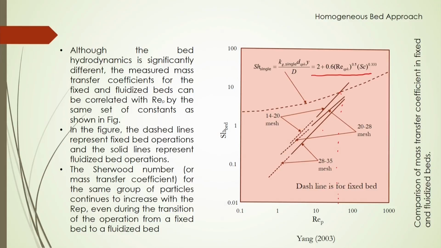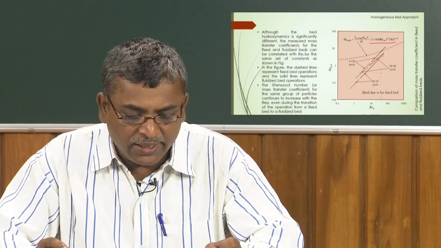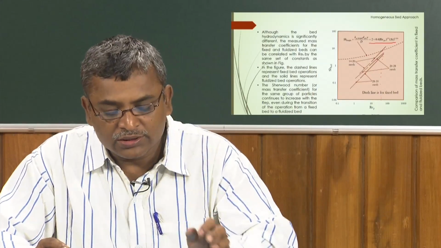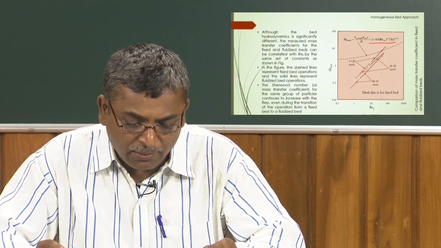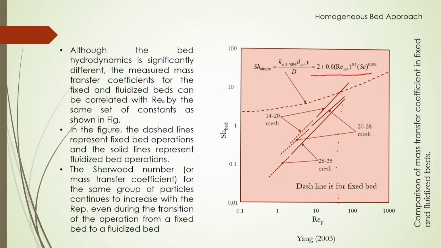So, in the fluidized bed it will be higher only for the Reynolds number greater than 80, whereas if it is less than 80, then the mass transfer coefficient will be lower. So, in that case fluidized bed operation will not be beneficial compared to the fixed bed operation. It is also reported that the bed hydrodynamics is the main important parameter which affects the mass transfer coefficient for the fixed bed and the fluidized bed operation.